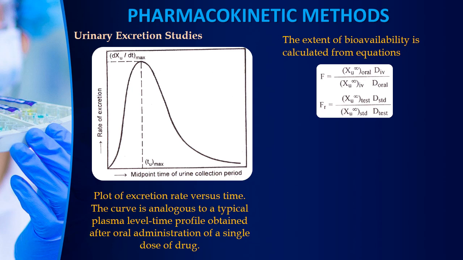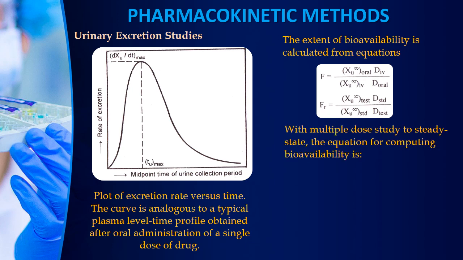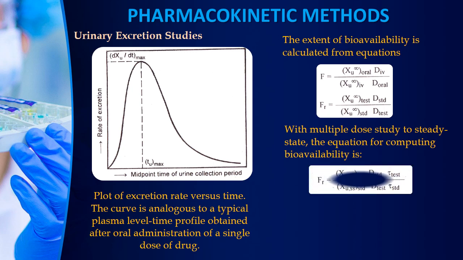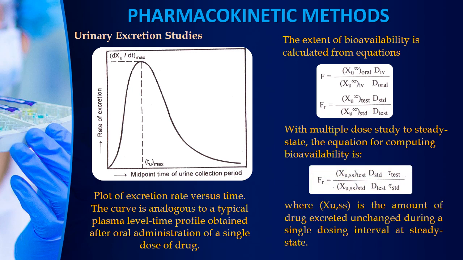plasma level studies. Here we have F as well as F4. We will be calculating the bioavailability using urinary excretion studies for a single dose. Similarly, for multiple doses, the steady state equation is used. Here, XuSS is the amount of drug excreted unchanged during a single dose interval at steady state concentration.